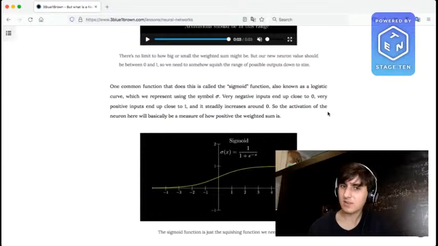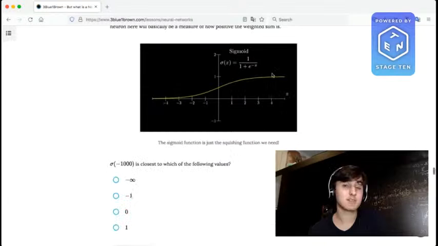Perfect. So sigmoid of negative 1000 is closest to which of the following values? Well, if we look at this graph, negative 1000 is all the way to the left. So that means it's going to be very close to approaching 0, right? And we can even do the math here. They define the sigmoid function as 1 over 1 plus e to the minus x.